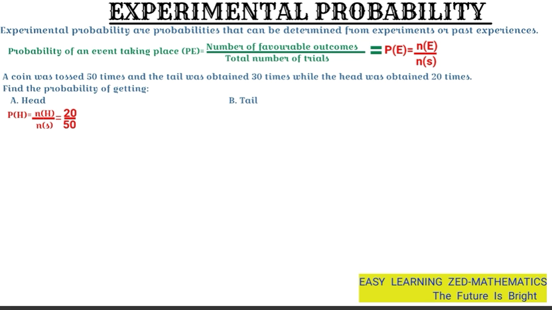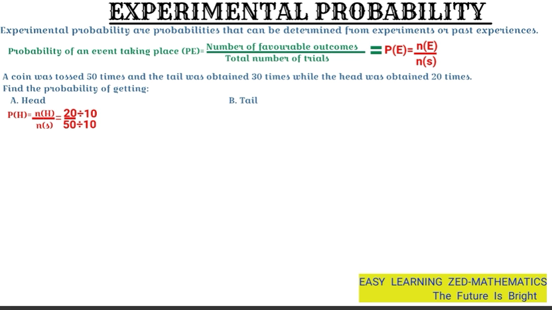Now, since there are many numbers that can go into 20 and 50, we're going to look at the biggest number, which is 10. So we're going to say 20 divided by 10, 50 divided by 10. So we're going to divide 20 and 50 by the same number, which is 10, the highest common factor of 20 and 50.